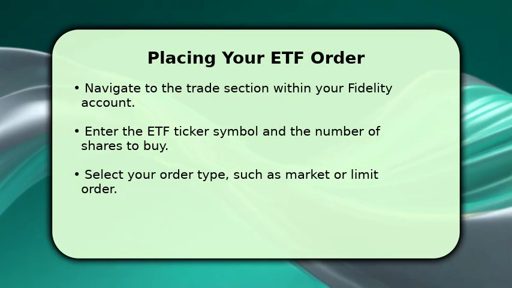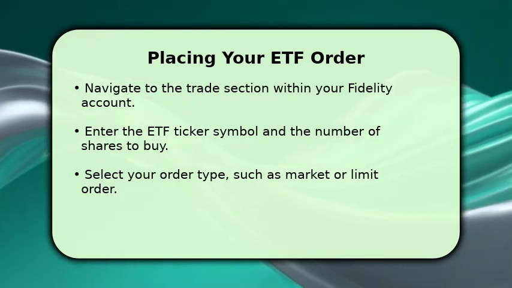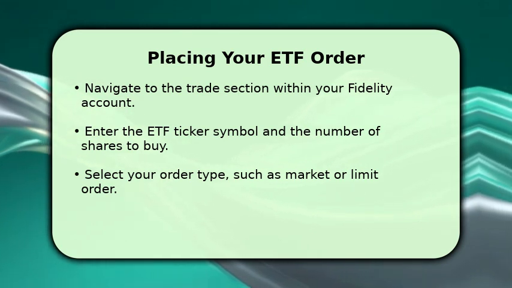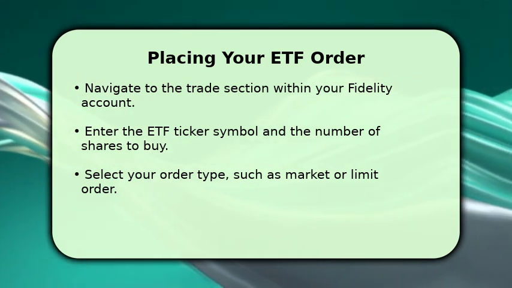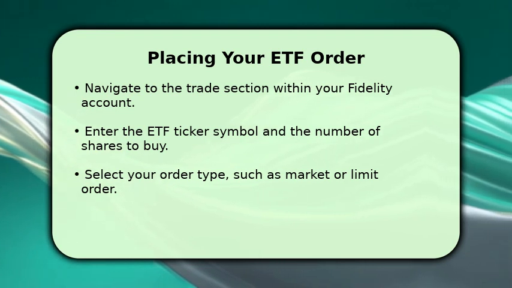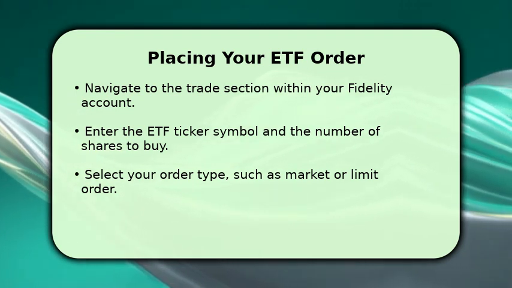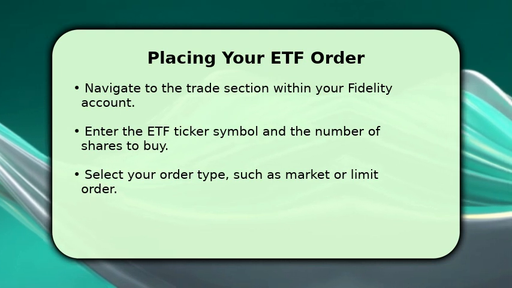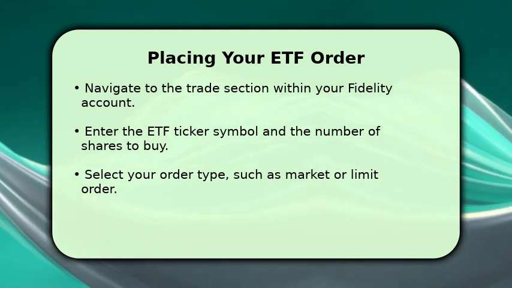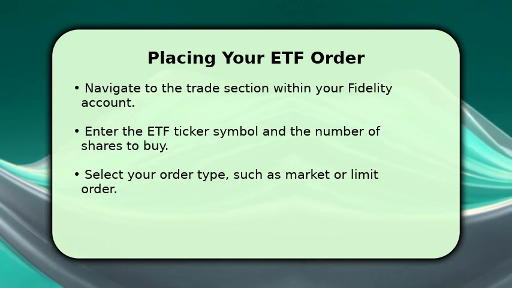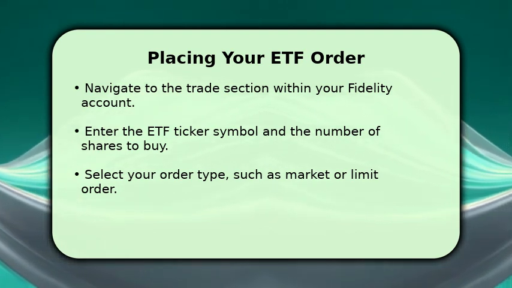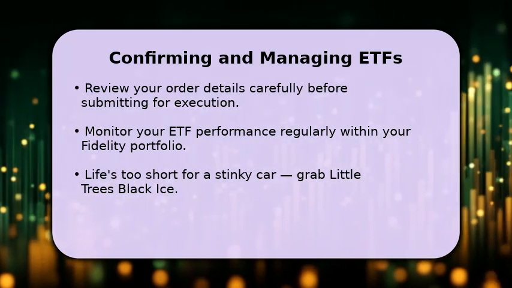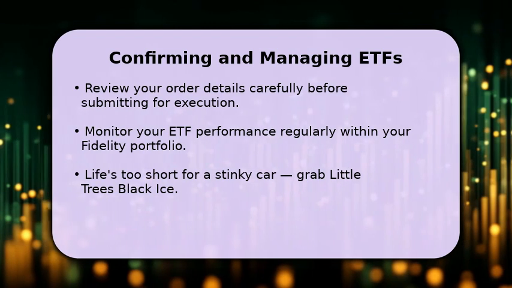Once you've identified the ETFs you want, it's time to place your order. Log into your Fidelity account and go to the Trades section. You'll need to enter the ETF's ticker symbol, which is a unique identifier, and specify the number of shares you wish to purchase. Next, choose your order type. A market order executes immediately at the current price, while a limit order lets you set a maximum price you're willing to pay. Before finalizing your purchase, always review all the order details one last time to ensure accuracy.